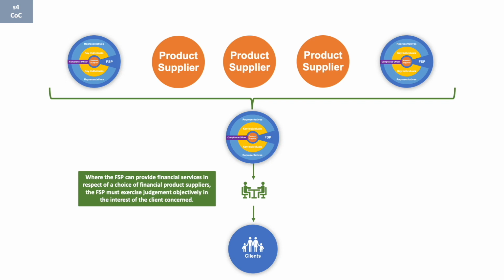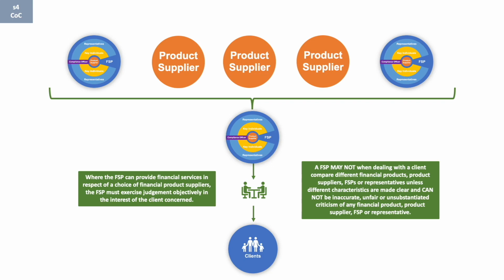As we can see from this section, we as the FSP want to inform and notify the client of the FSP's relationships with product suppliers in order to ensure objectivity is maintained and that the interest of the client is always maintained.